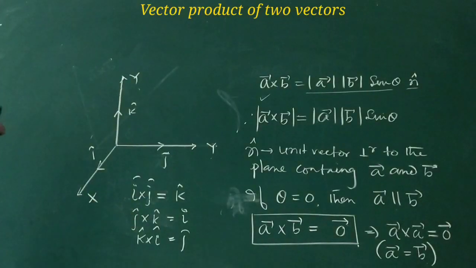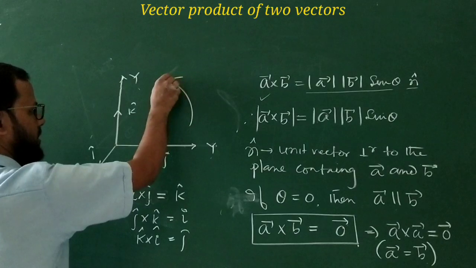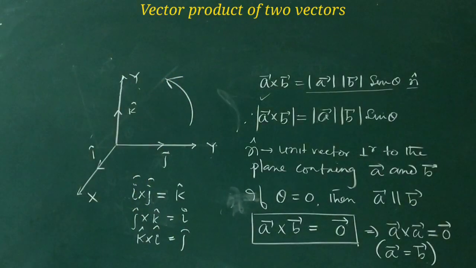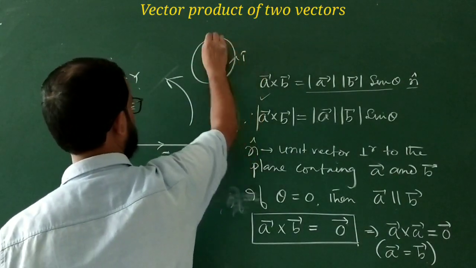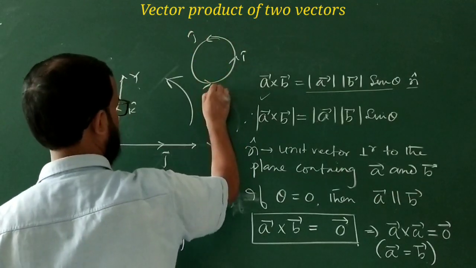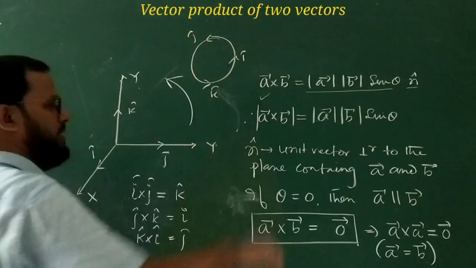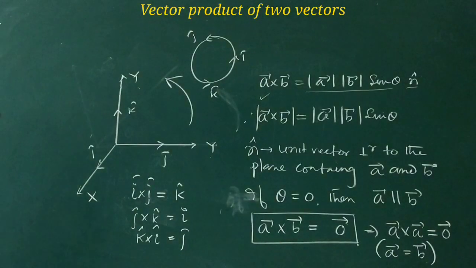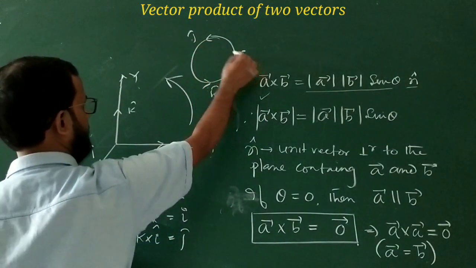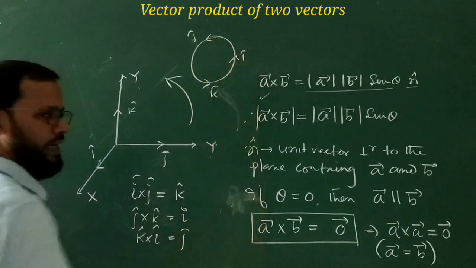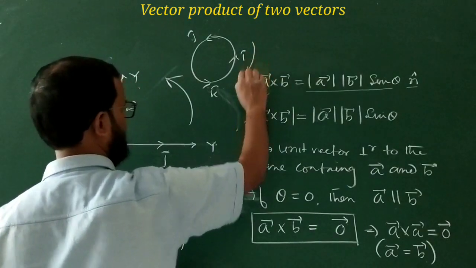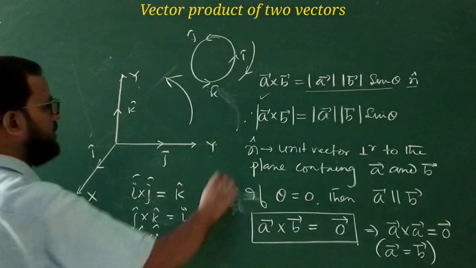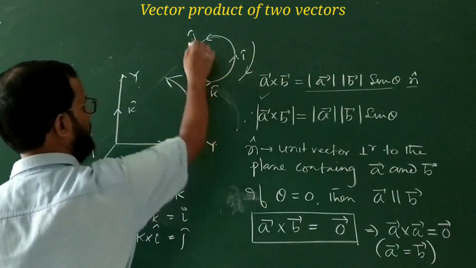Similarly for the others. Here I am considering the rotation to be anti-clockwise, in the cyclic order i cap, j cap, k cap. Then i cross j equals k, j cross k equals i, and k cross i equals j. And if I consider the rotation to be clockwise, then what will happen? i cross k equals minus j.